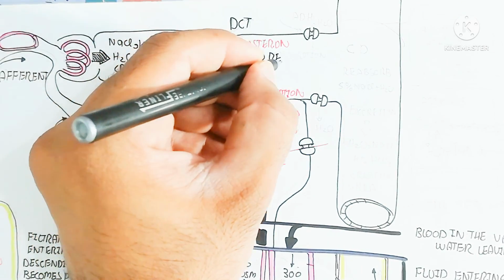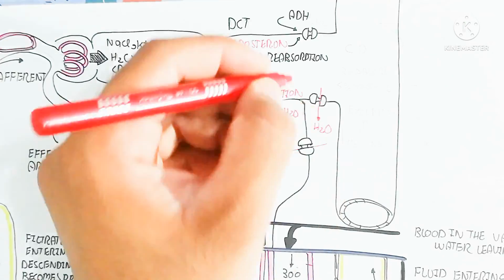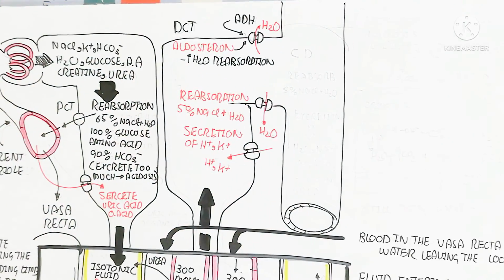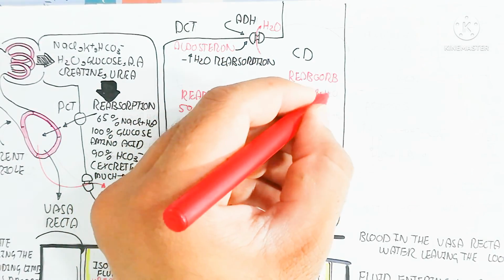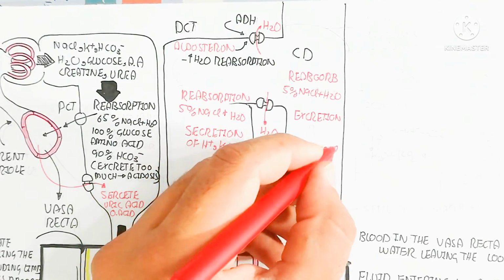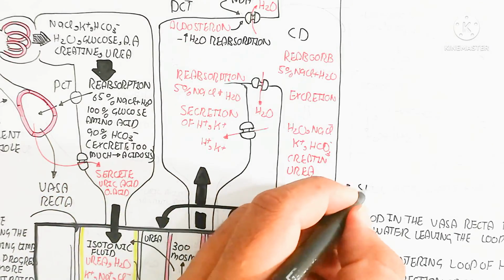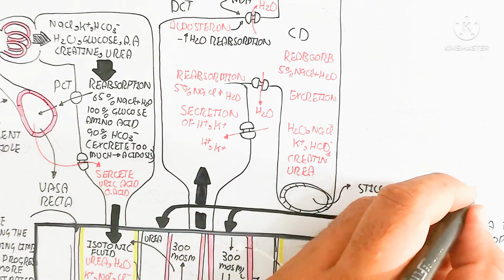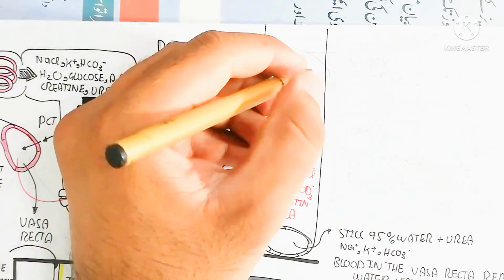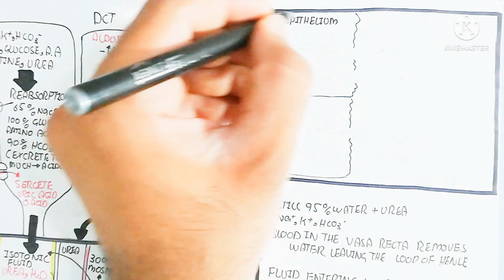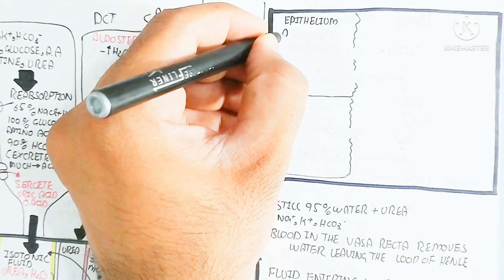This was the countercurrent mechanism, but this is the distal convoluted tubule, where aldosterone and an antidiuretic hormone from the pituitary gland are released due to low blood pressure, to increase the blood pressure. So there is reabsorption of water, 5% sodium chloride and water, and secretion of potassium and protons into the nephron also. The collecting duct reabsorbs 5% water also and sodium chloride, and excretion can be of water, sodium chloride, potassium, hydrogen bicarbonate, creatinine and urea, and still the water is 95%.